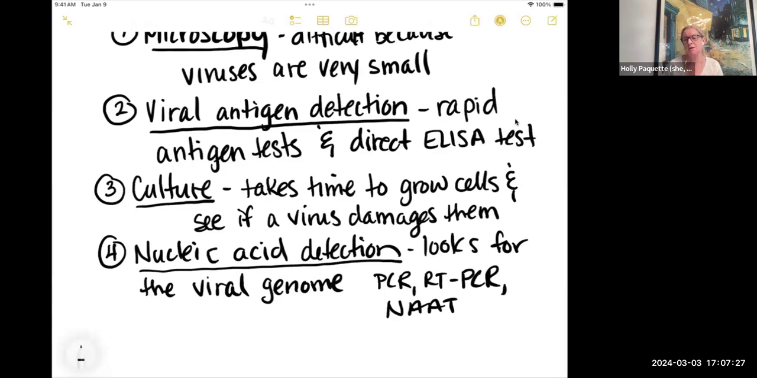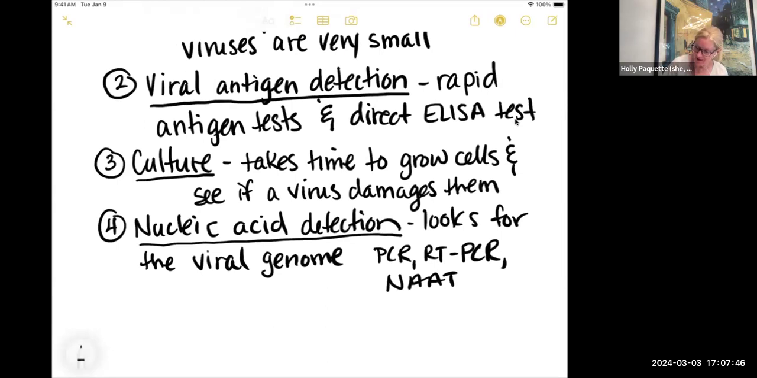Now, usually it takes a little bit longer than a rapid antigen test, but it's much better at picking up very low amounts of that virus. So this is what we would call the gold standard. If you get a positive test with this, you can be assured that you have whatever that virus is. So we'll talk about that as well, and there will be videos up in this module.